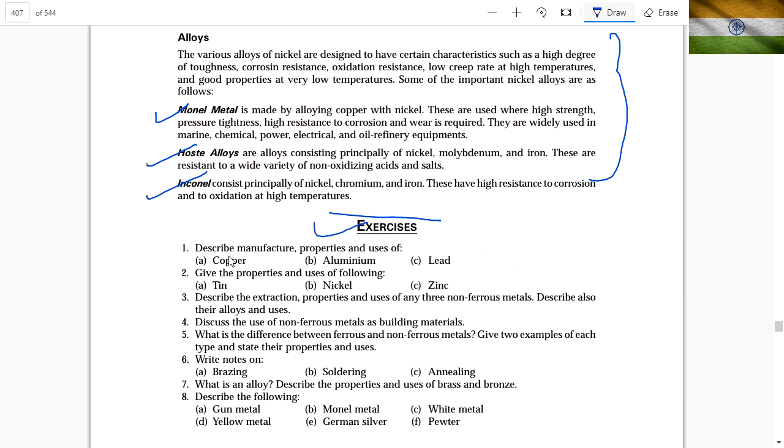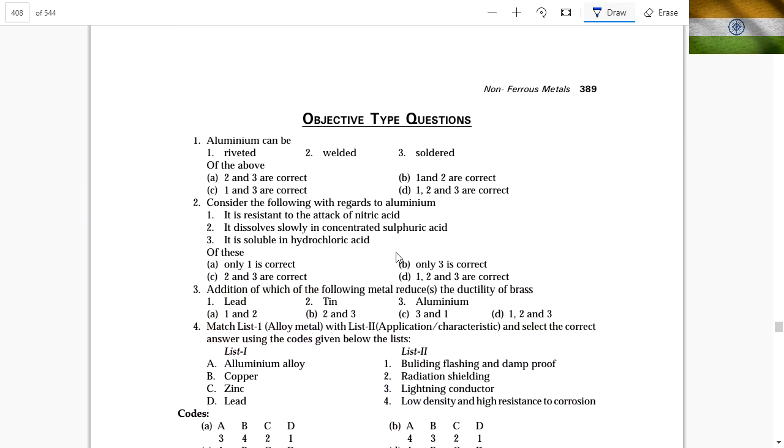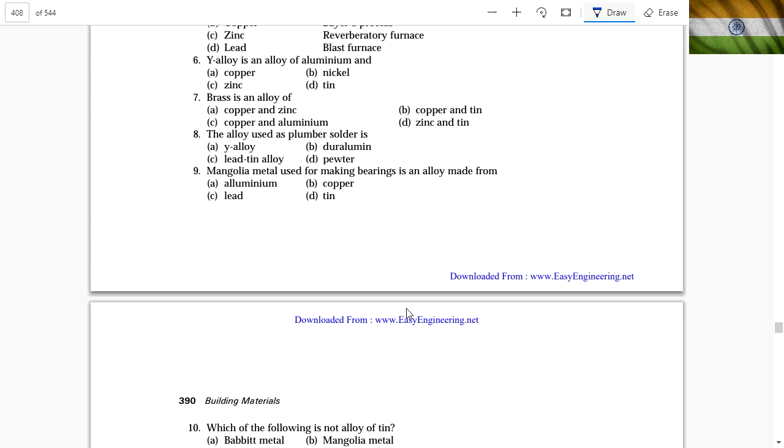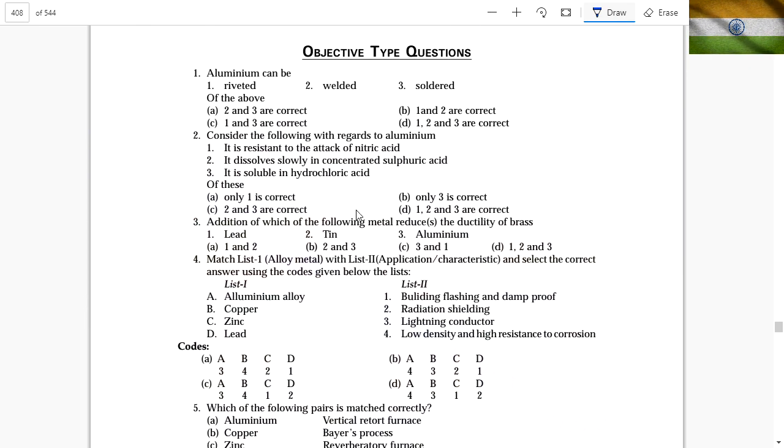So there is an exercise: describe the manufacturing, properties and usage of copper, aluminum, lead, then the properties and usage of tin, nickel, and zinc. You should know the properties and the use of the metals. That should be known to you, right? That is a key. It is a key for the exam. Then there are some objective type questions that you should refer to, and the answer key is given. First of all, you just read it, and then you check how much score you have.